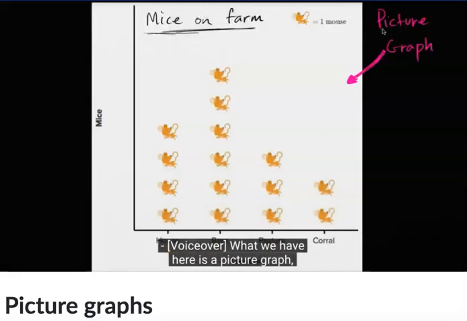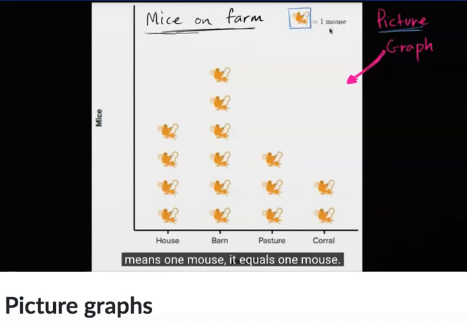Here we have a picture graph. And the reason why it's called a picture graph is because it uses pictures to give us information. In this case, it uses the picture of a mouse. And it tells us that one of these little mouse pictures means one mouse. It equals one mouse. So what is this picture graph telling us?